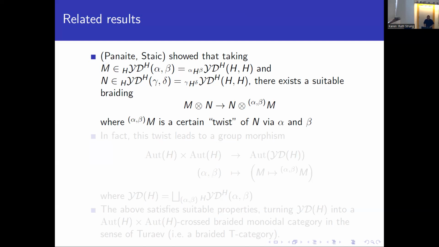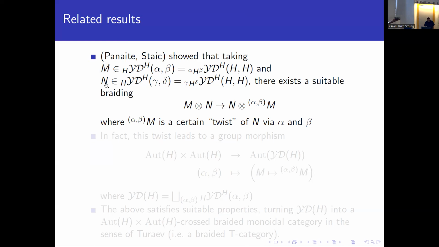So that's basically all the results about the center, but I promised you that I would talk about the derived category before. If we come back to the previous slide, probably I will not show it, but basically for the alpha beta YD module, this is due to Panaite and Staic. They show that there is some kind of braiding. If we take M in YD depending on alpha and beta, where alpha and beta are Hopf algebra automorphisms, and N is also in a generalized YD category, but depending on different Hopf algebra automorphisms.